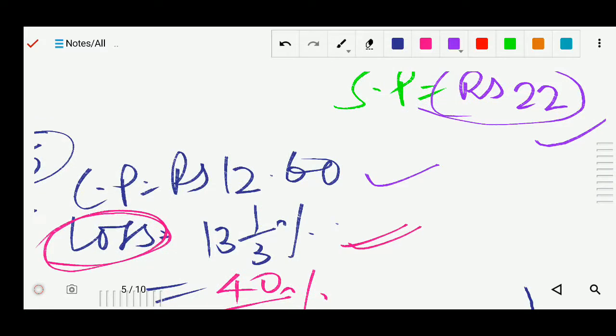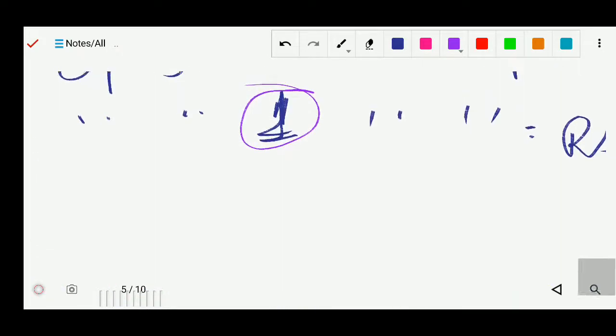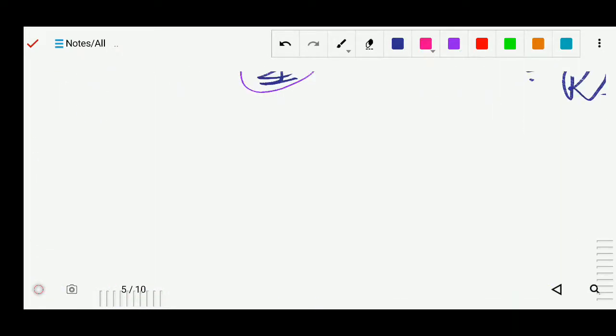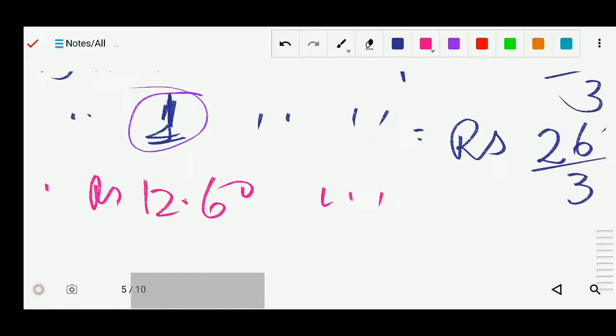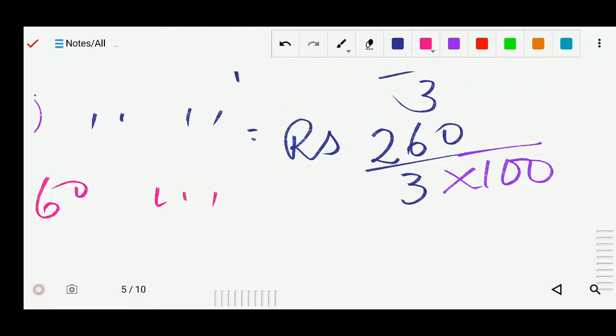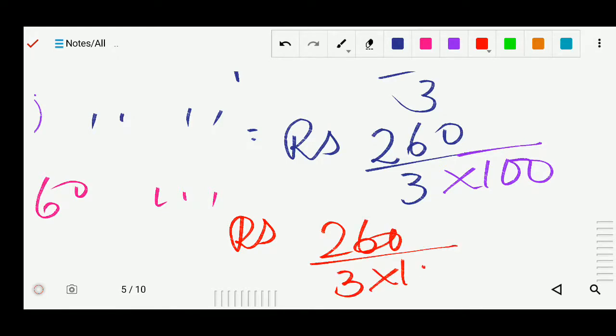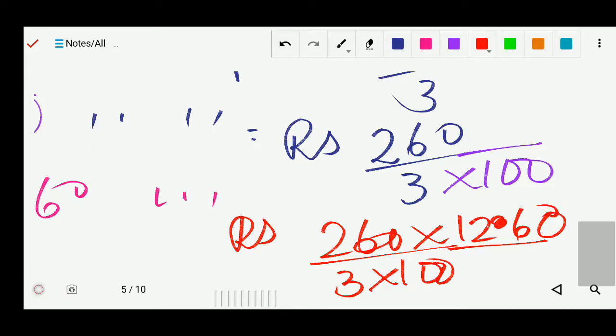Cost of 12, that the CP is given 12.60. So now I will write here, CP of rupees 12.60, so that it will be multiplied here. So we can multiply here rupees 260 by 3 into 100, and it will be multiplied. So I will write here 12.60. Now you can remove this point.